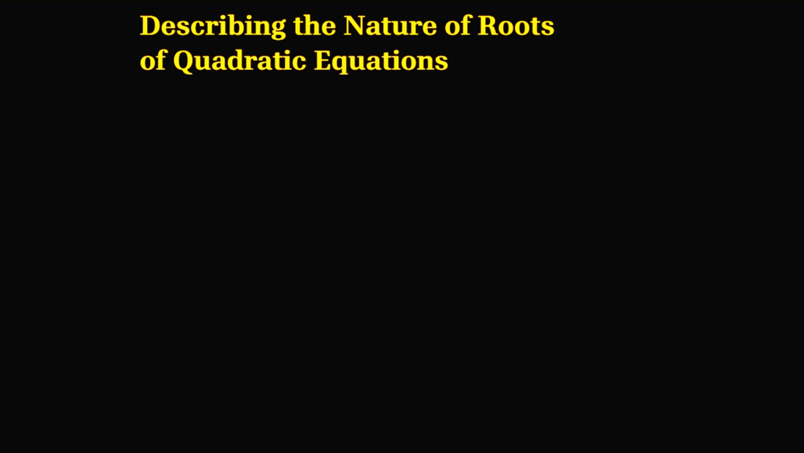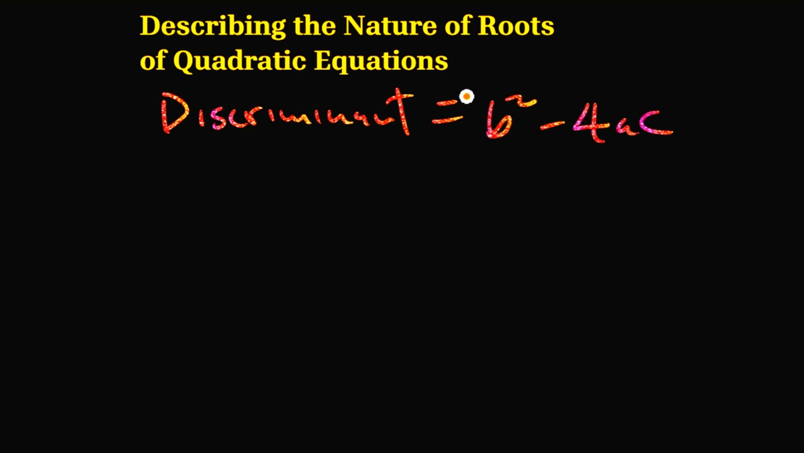In this video, we're going to learn how to describe the nature of roots of quadratic equations. The nature of roots of quadratic equations depends on what we call the discriminant. The discriminant is given by b squared minus 4ac, where a, b, and c are the coefficients found in the standard form of a quadratic equation, that is ax squared plus bx plus c equals 0.